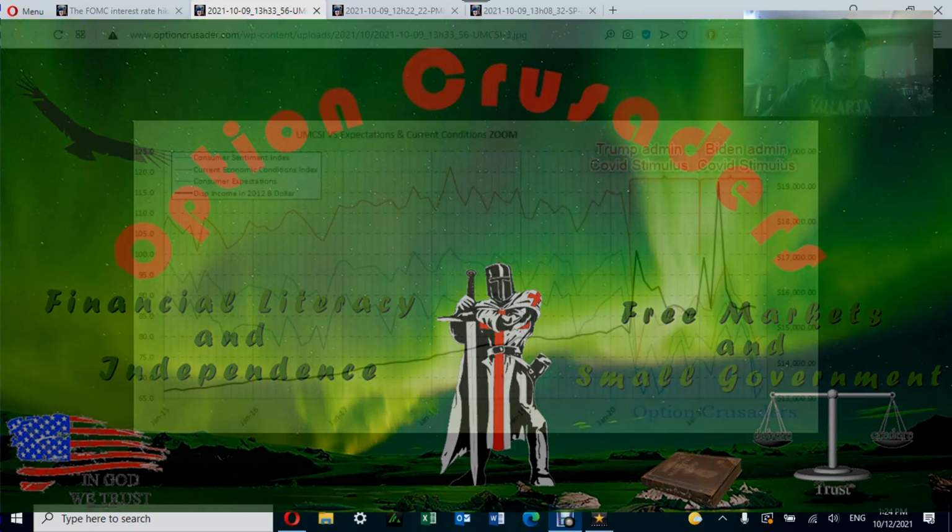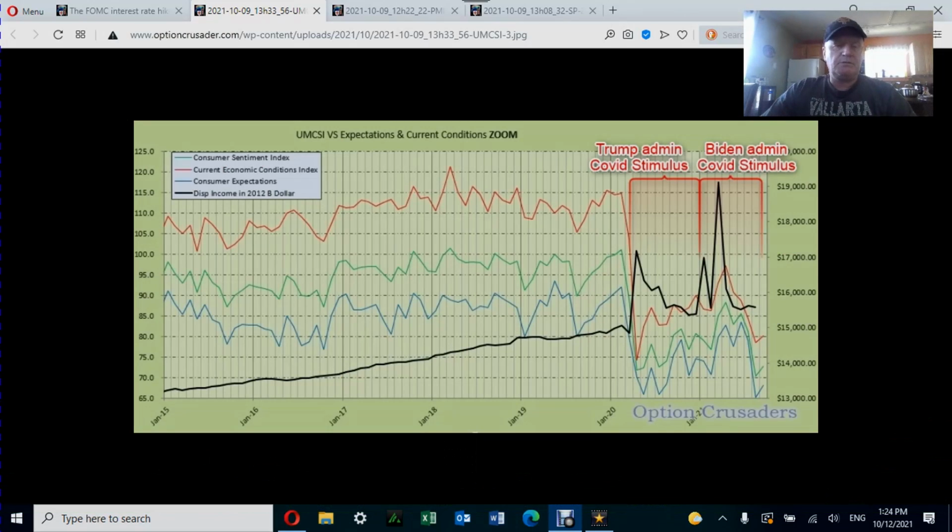And here's the graph I was talking about, the University of Michigan Consumer Sentiment Index. The economic conditions is in the red line, blue line is the expectations for the consumers, and the green line is the sentiment index. This is when the Trump administration pumped in a lot of money. They pumped in less and less, but we're still pumping money because you have to continue this line here. This is just a big check they wrote.